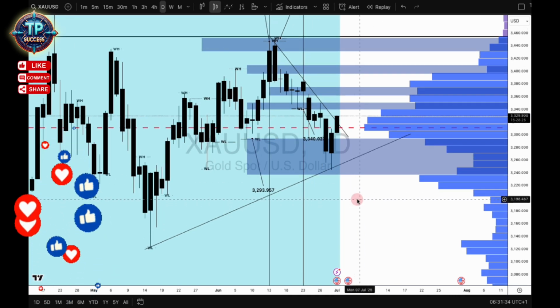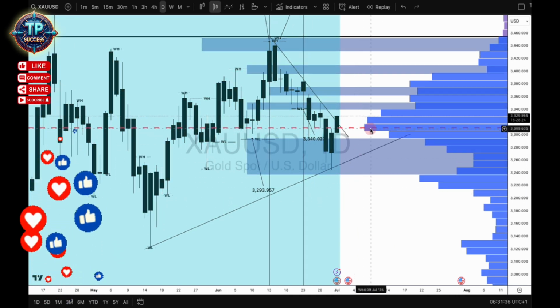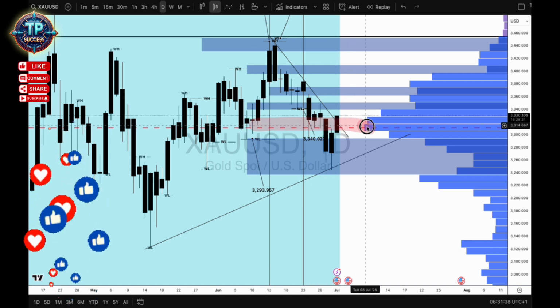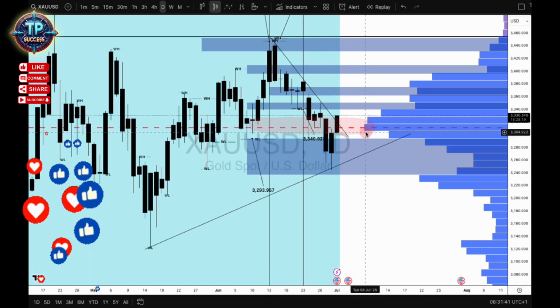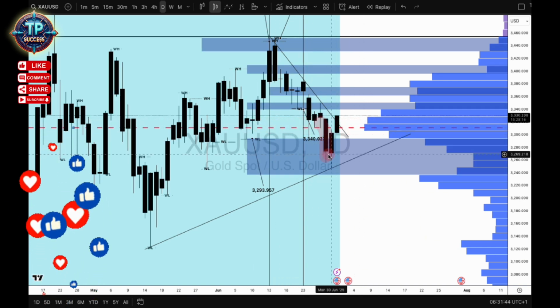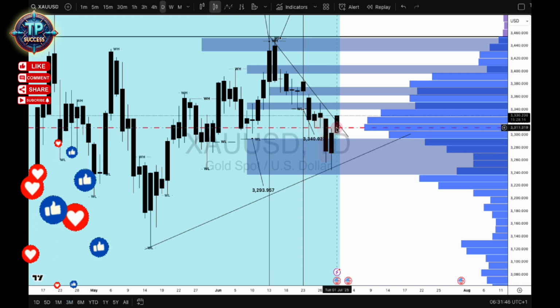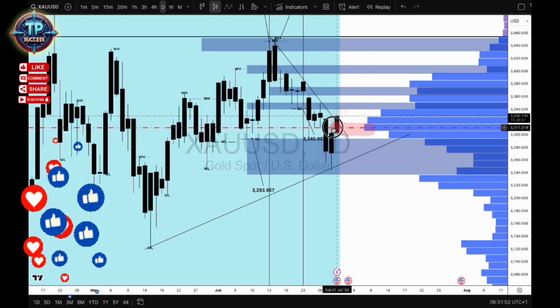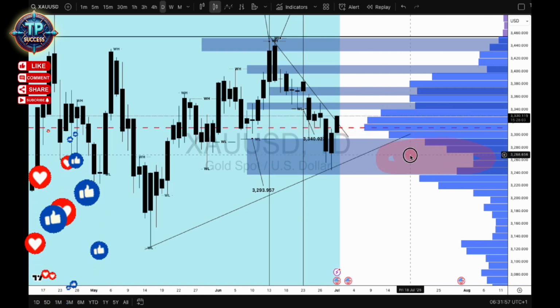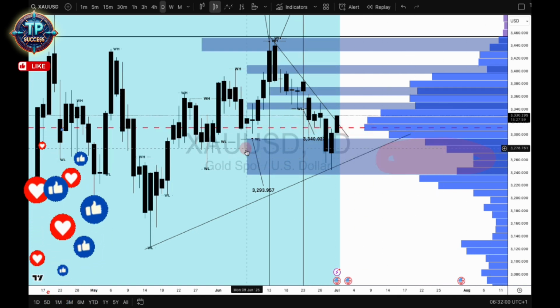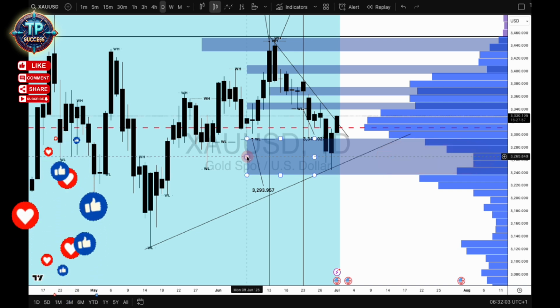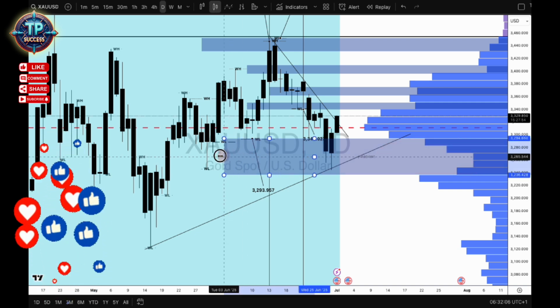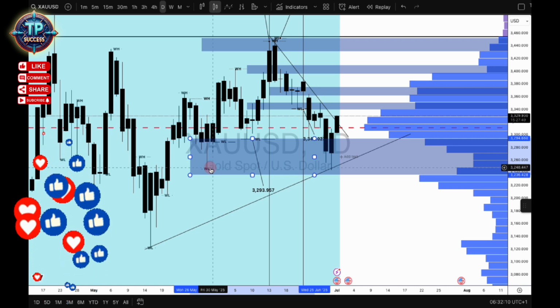And I mentioned the fact that gold normally likes to come to the point of control within the volume profile, which it did. It came, went through it, and as for Monday and today, we can see prices now blasting back through the point of control after bouncing from a low value node area. And this low value node area also coincides with the recent support level of gold as well.